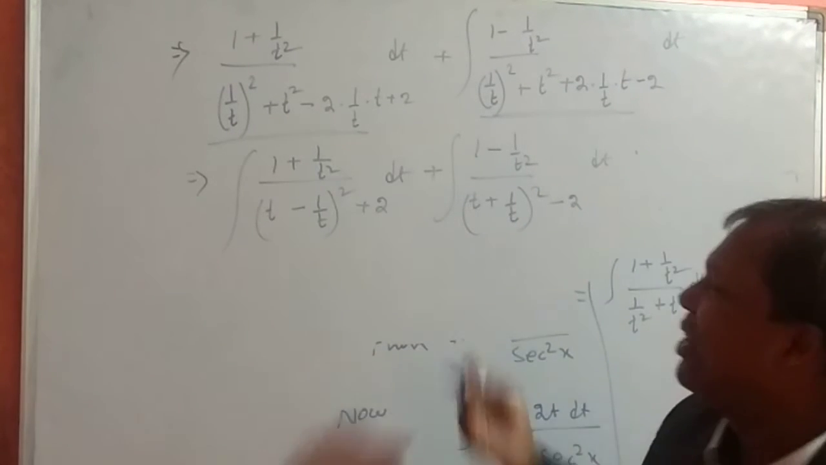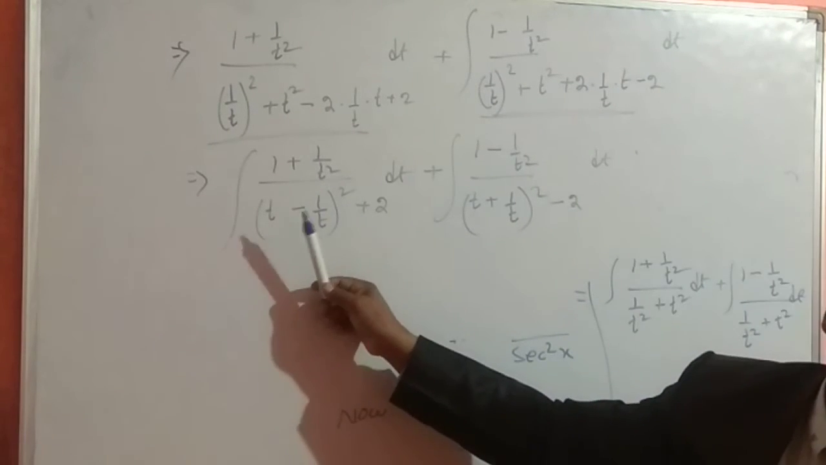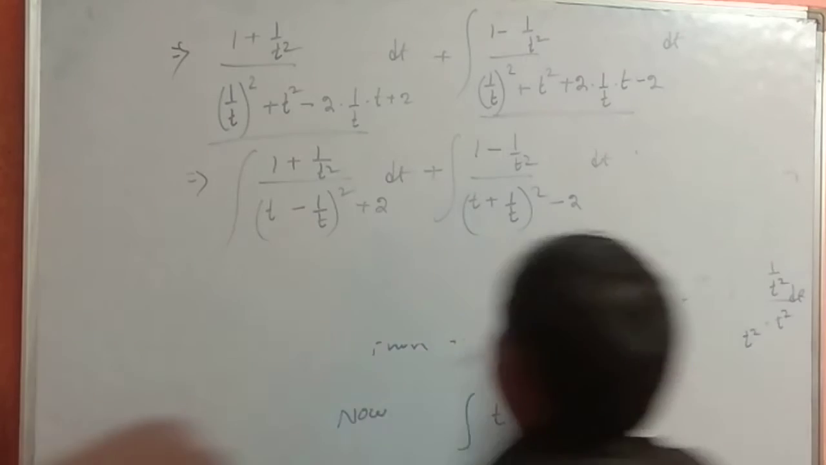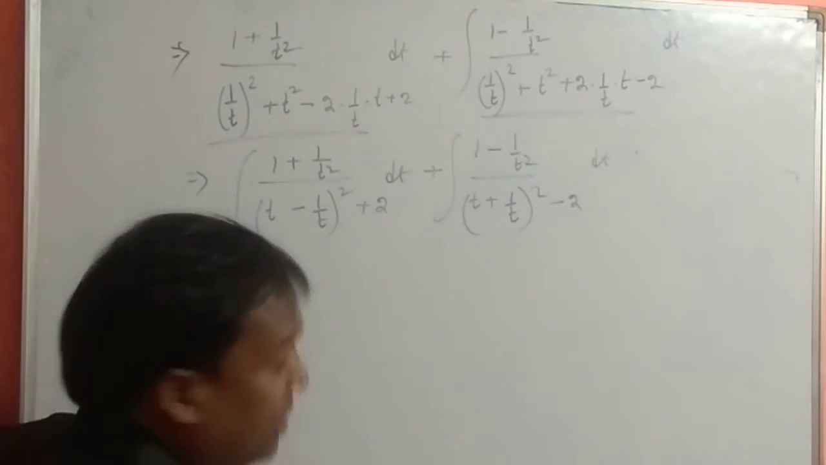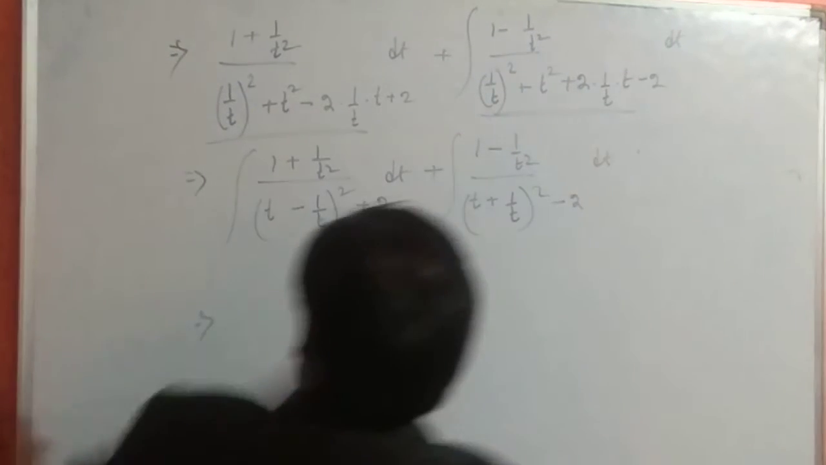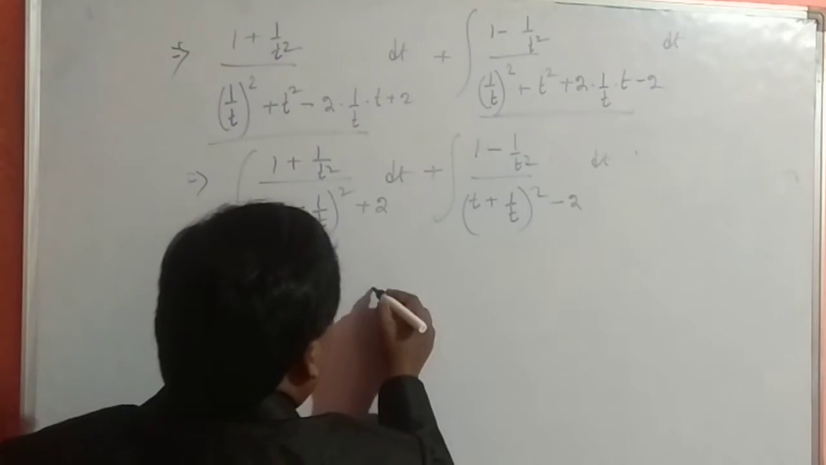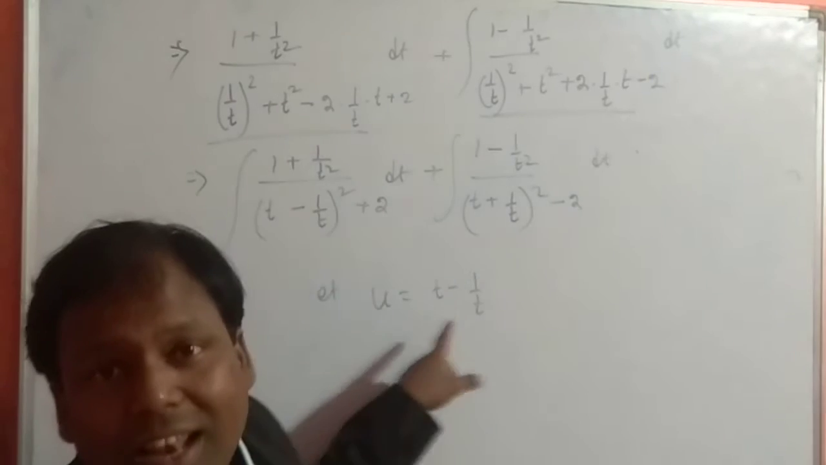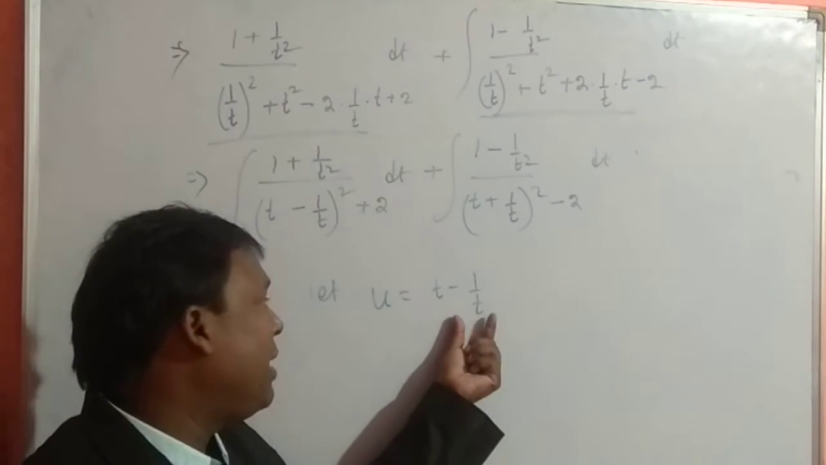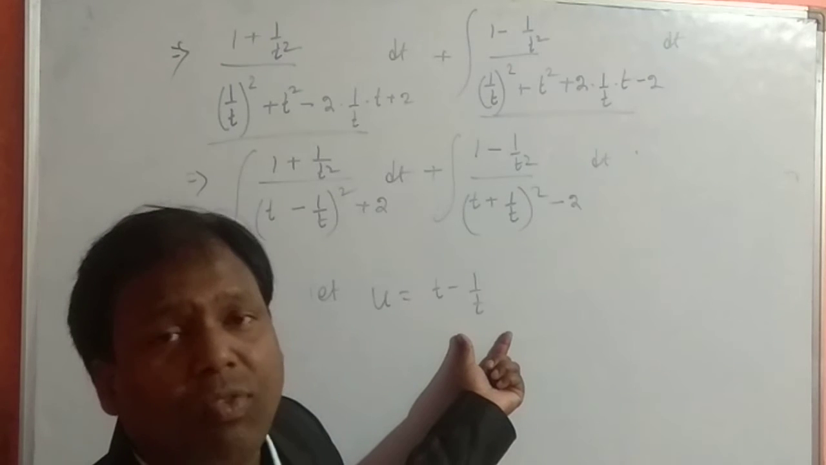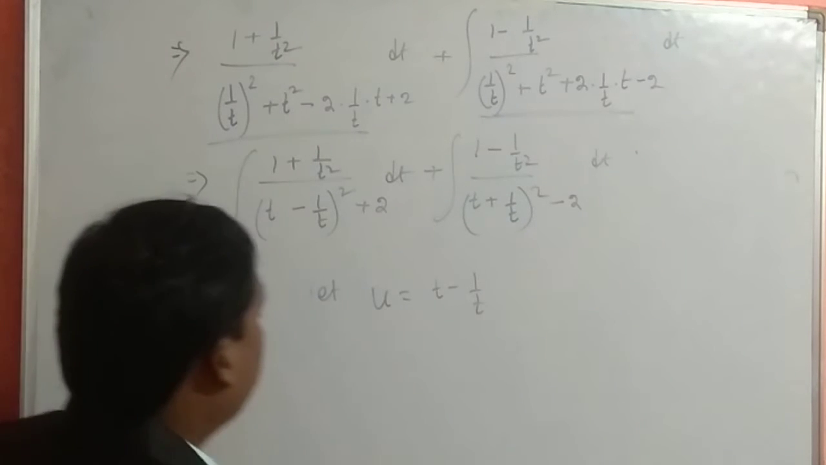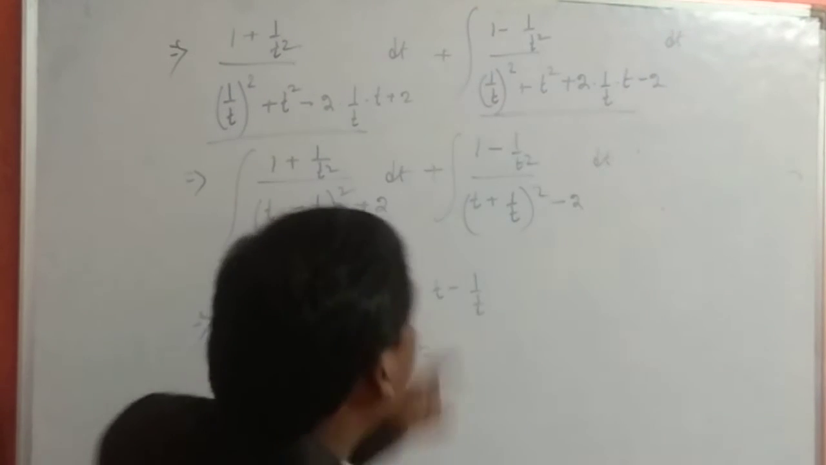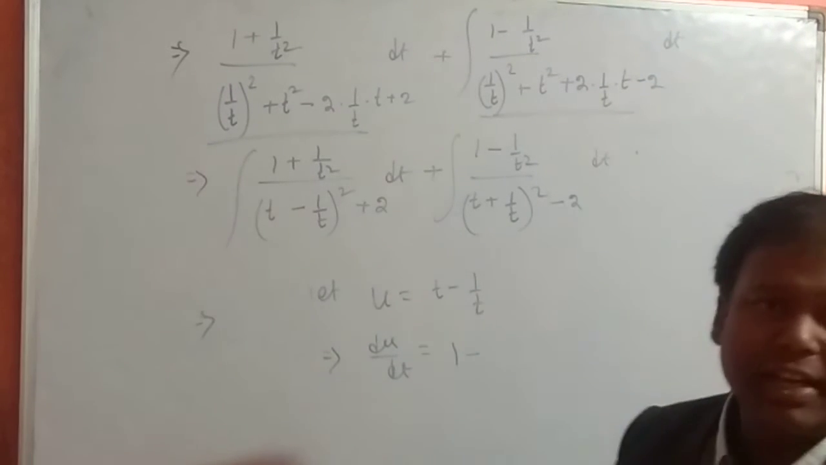Next, our job is to solve particularly the integral of the first part and also the second part. Give me a chance to complete my solutions. Okay, so now we can take u equal to t minus 1 by t for the first part integral. Now we are observing the function with respect to t. Then we have to find the derivative on both sides with respect to t. Then we get du by dt equal to the derivative of t, which is 1, then minus.